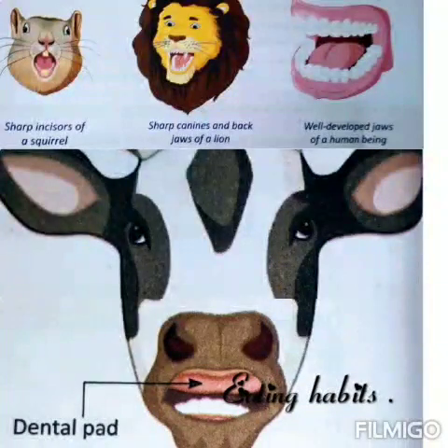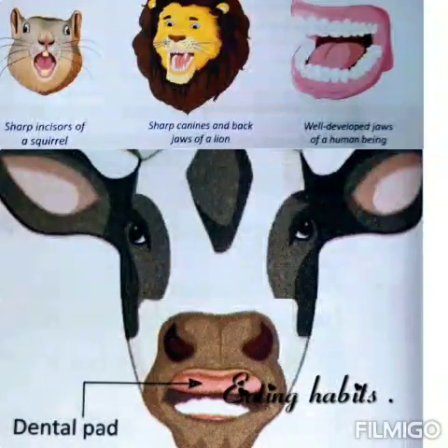Depending on the eating habits, the animals are classified into three groups: herbivores, carnivores and omnivores. Today we completed lesson 6.